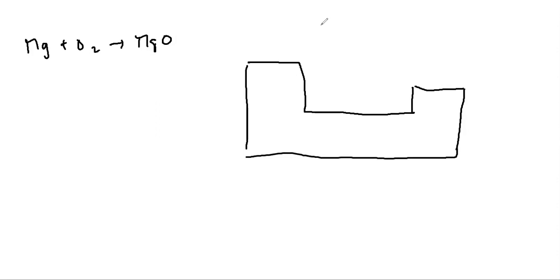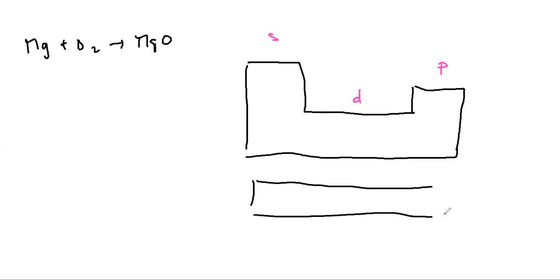I have a block S, two elements in block S, and then a block P, and then elements in block D, and another block here. If you see your periodic table, you can see we have another block, F, underneath. Block S and block P are the main elements in the periodic table, while block D are the elements that have different properties compared to block S and block P.